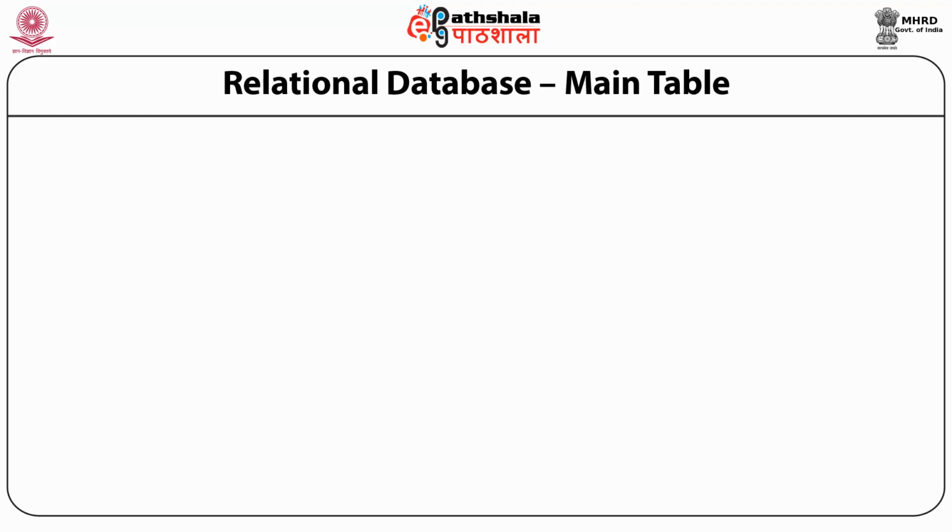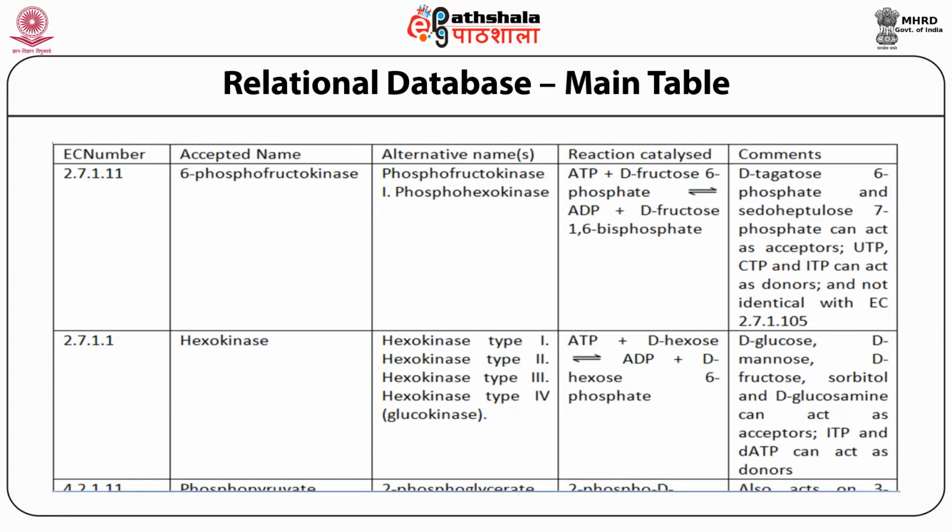Another way of storing data is in the form of a table called a relational database system. Whenever ATP reacts with D-fructose 6-phosphate to yield ADP and D-fructose 1,6-bisphosphate, the enzyme involved is always 6-phosphofructokinase with enzyme commission number 2.7.1.11. This reaction may occur in E. coli, in yeast, or in human. The reaction involved is the same in all organisms, that is, common. But the amino acid sequence of the 6-phosphofructokinase may not be the same in all these organisms.